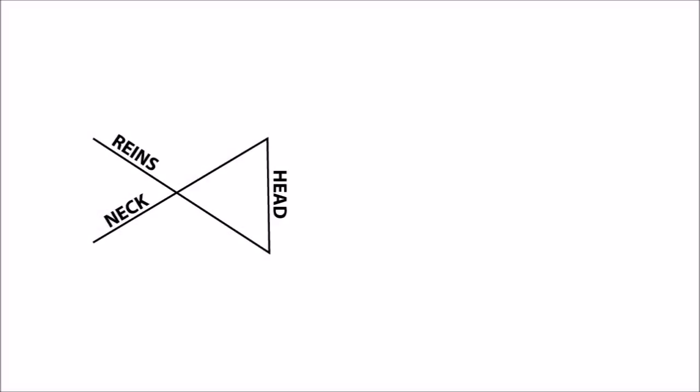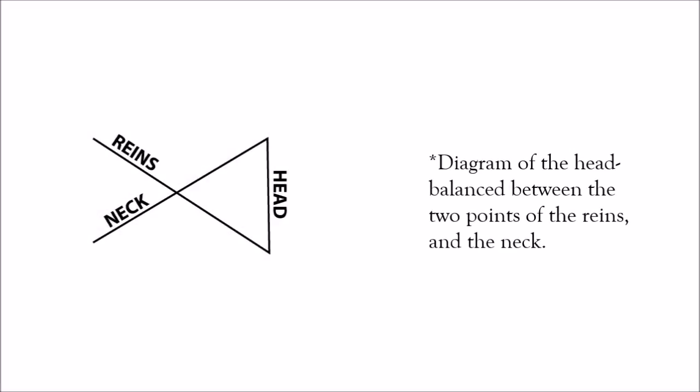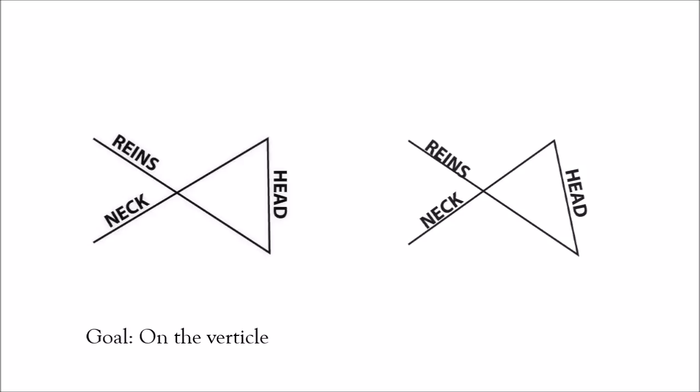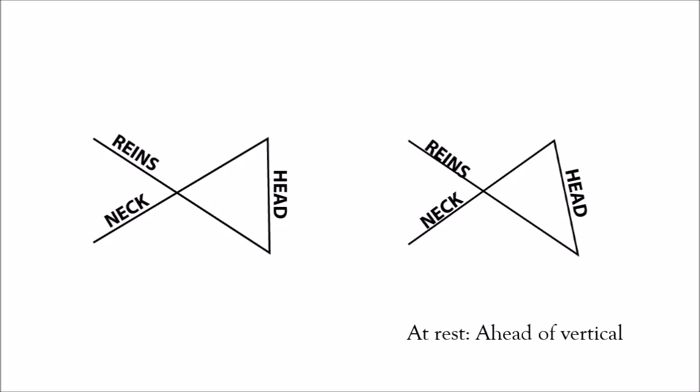Let's look at it this way. Imagine if the horse's head were kind of a teeter-totter between the two intersecting lines of the reins and the neck. The end goal is to have the head on the vertical. And remember that this is not a goal in and of itself, but a symptom of a correctly functioning spine all the way from the tail. This means that if the horse begins with the nose out, something is going to have to change to bring the head to the vertical.